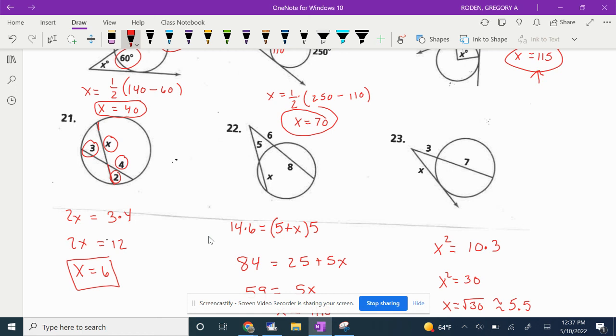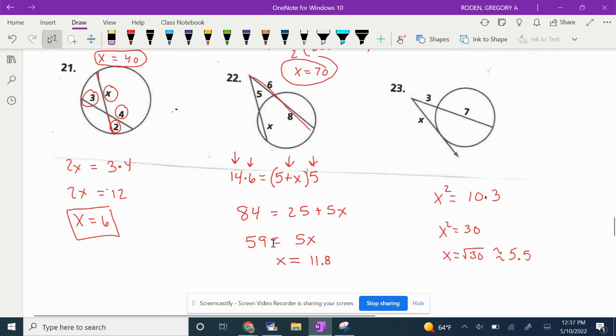Now this one right here, you take the entire secant, in this case, which is 6 plus 8, which gives me 14. Then you multiply by the outside part, which is 6. So the entire one times the outside part equals the entire one, which is 5 plus x, times the outside part, which is 5. Then it just becomes a bunch of algebra. 14 times 6 is 84. Do the distributive property here. Take that 5 and distribute through, 25 plus 5x. Then you subtract 25 from both sides to get 59, divide by 5, and you get approximately 11.8 for x.